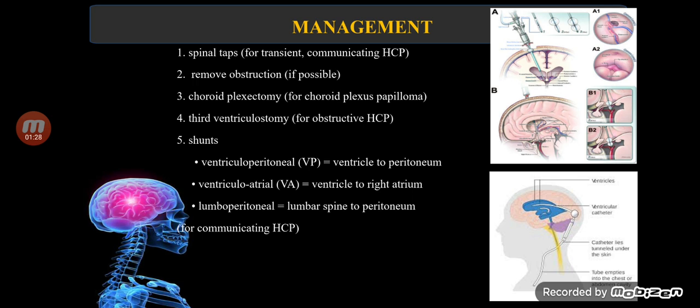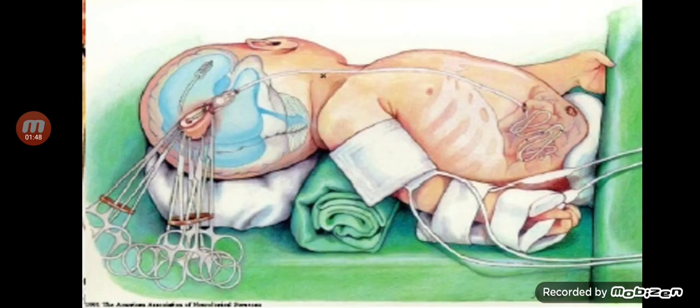There are a lot of ways to do the shunt surgery. The shunt is a device that overcrosses the obstruction. We have a ventricular peritoneal from the ventricles into the peritoneum, or ventricular arterial from the ventricles into the right atrium, or lumboperitoneal from the lumbar spine into the peritoneum.